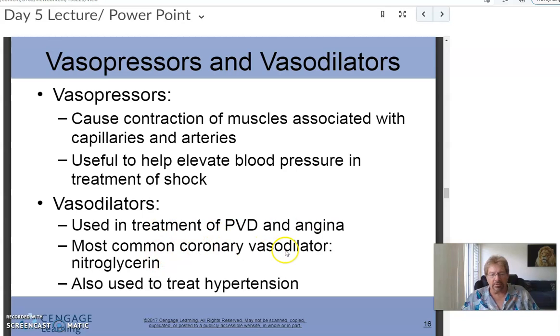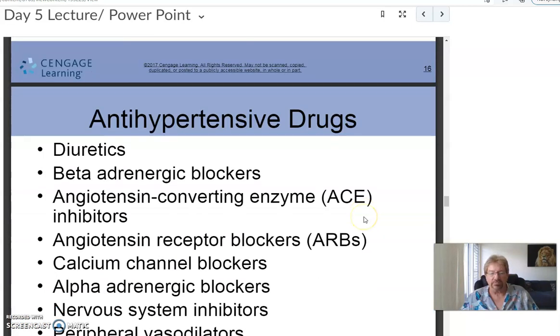The most common coronary vasodilator is nitroglycerin. Yes, I know it's an explosive, but it also, I don't know if it's exactly the same, but it'll help dilate those blood vessels, and that'll help hopefully get more blood to the heart, but also can reduce hypertension.